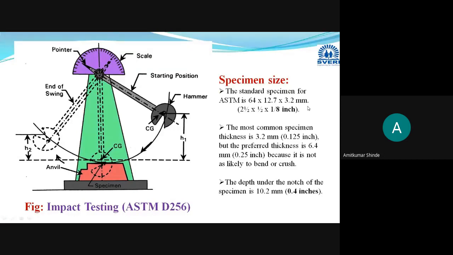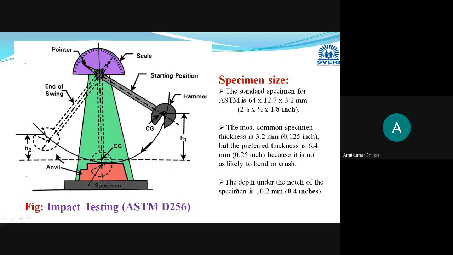The standard dimensions will be 64 by 12.7 by 3.2 millimeter. This 3.2 is nothing but the specimen's thickness, the most common specimen thickness. Sometimes you can go for 6.4 millimeter also. Why are we using a larger thickness? Because sometimes with the minimum thickness, the component may get bent. To avoid that, sometimes you have to go for the larger thickness also.